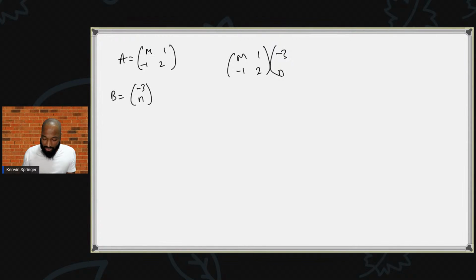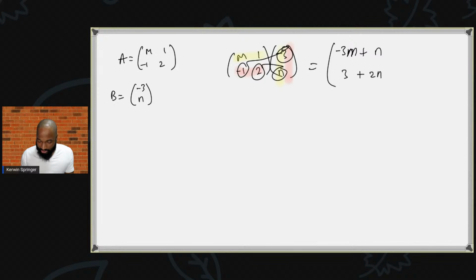All right, so let's get this done. M1, negative 1, 2. Everybody paying attention? So you multiply this by this, and then you multiply this by this. So it looks like negative 3m. What am I saying? Negative 3m. Yeah, that's an m. Plus 1 by n, so that's just n. And then you'll have 3 plus 2n. This by this plus this by this.